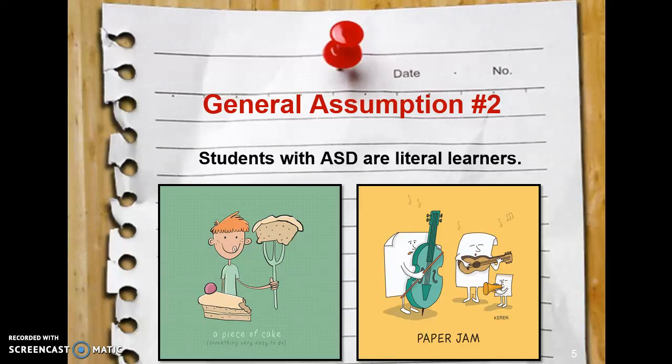Let me give you another example of how a student with autism may respond to figurative language. Let's say, for example, you tell your student, "You're a smart cookie." Your student may respond, "I'm not a cookie, I'm a human." Keep in mind that students with ASD are literal learners.